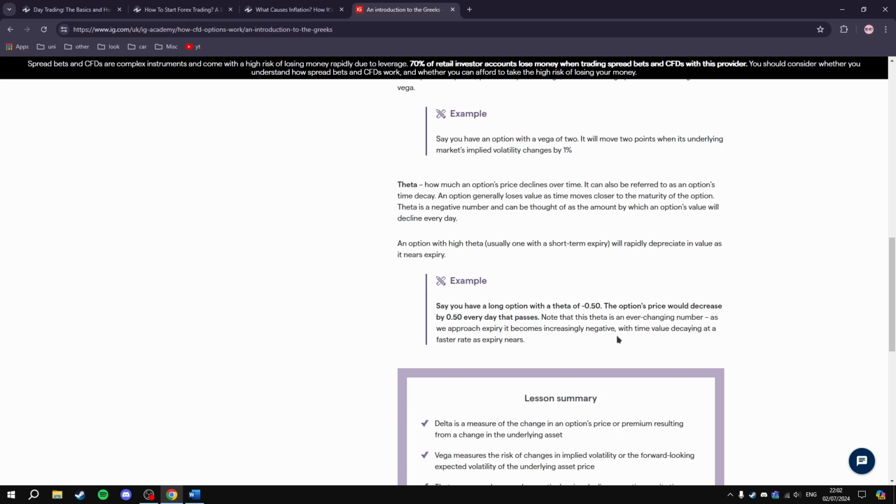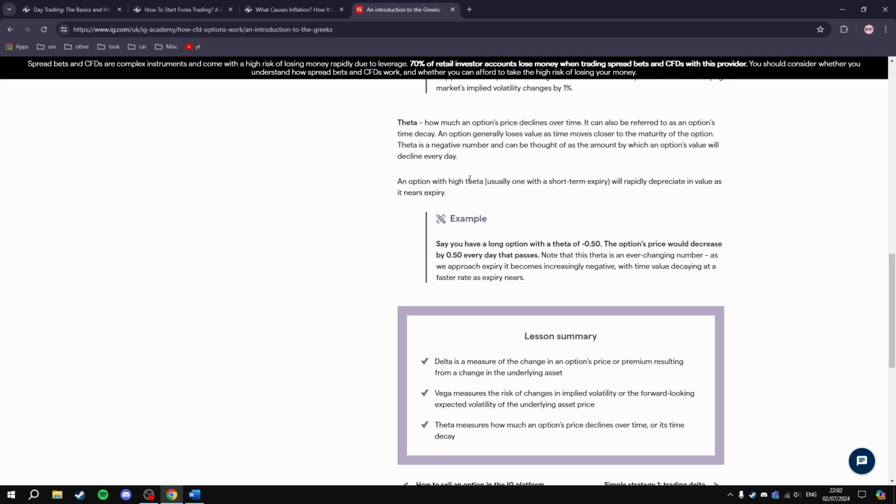Then we've got theta: how much an option's price declines over time, also referred to as an option's time decay. An option generally loses value as time moves closer to the maturity of the option. Theta is a negative number and can be thought of as the amount by which an option's value would decline every day. An option with high theta, usually one with a short-term expiry, will rapidly depreciate in value as it nears expiry.